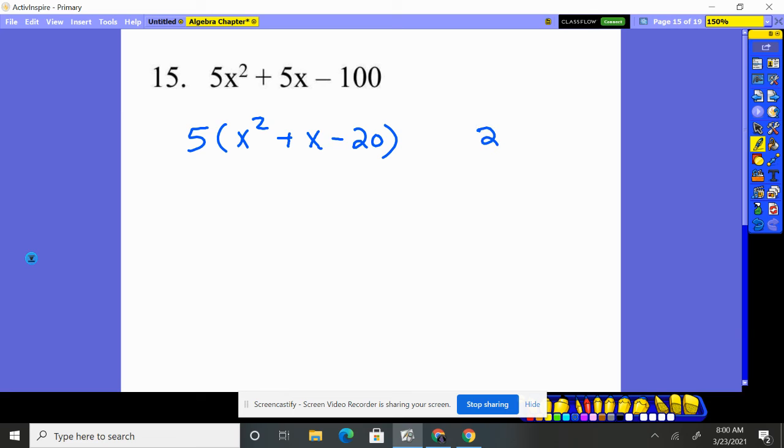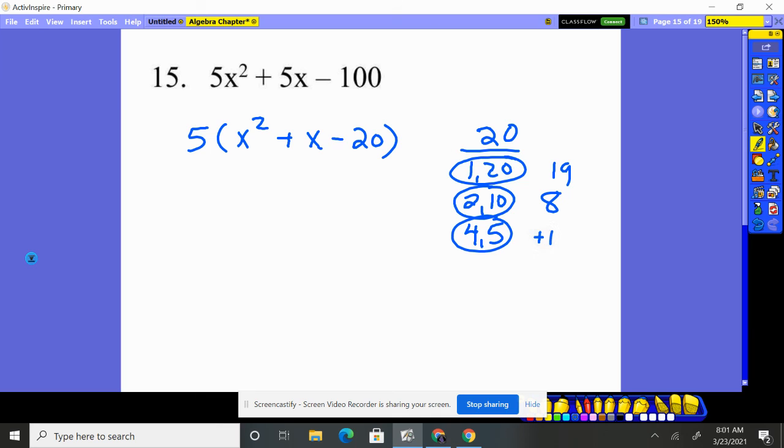Okay, so this is much simpler. Now I just need to look at the factors of 20. Now it is negative, so one's positive and one is negative. 1 and 20, 2 times 10, 3 times nothing, 4 times 5. Since one of them is negative, we're looking for the difference between them. Difference of 19, difference of 8, difference of 1. What do we want? We want a difference of 1, and we want it to be a plus 1. So we need to gain 1 more than we lose.